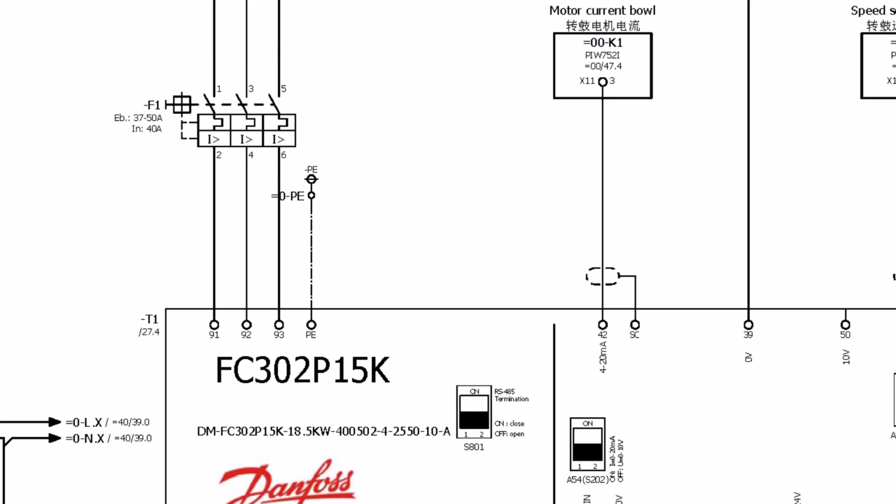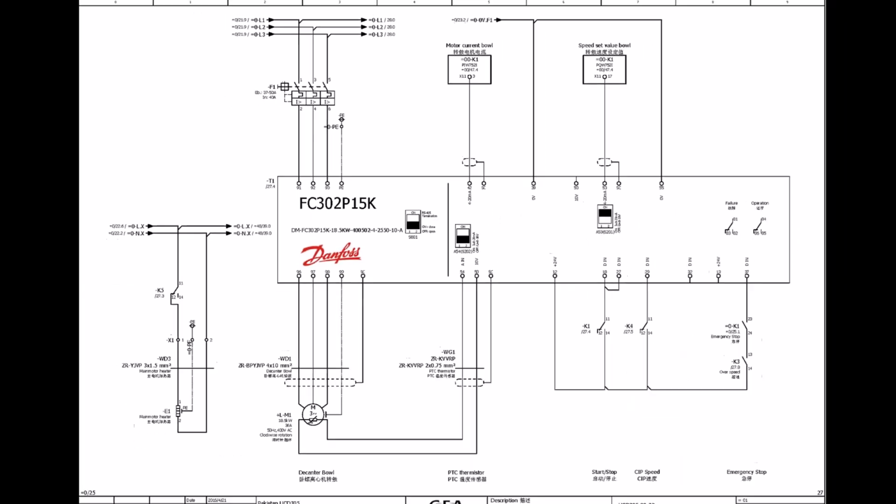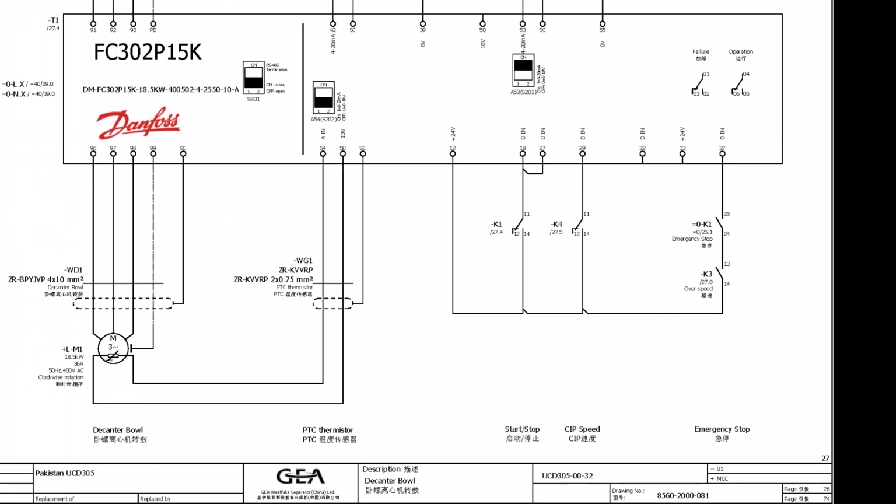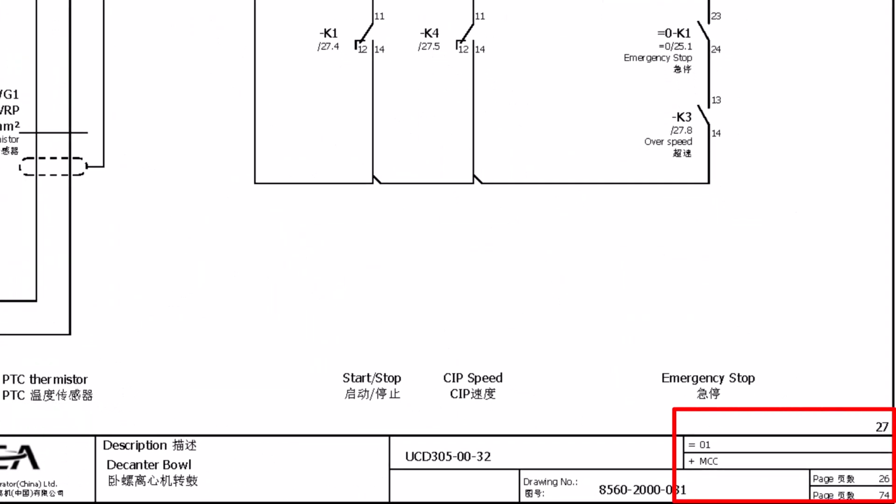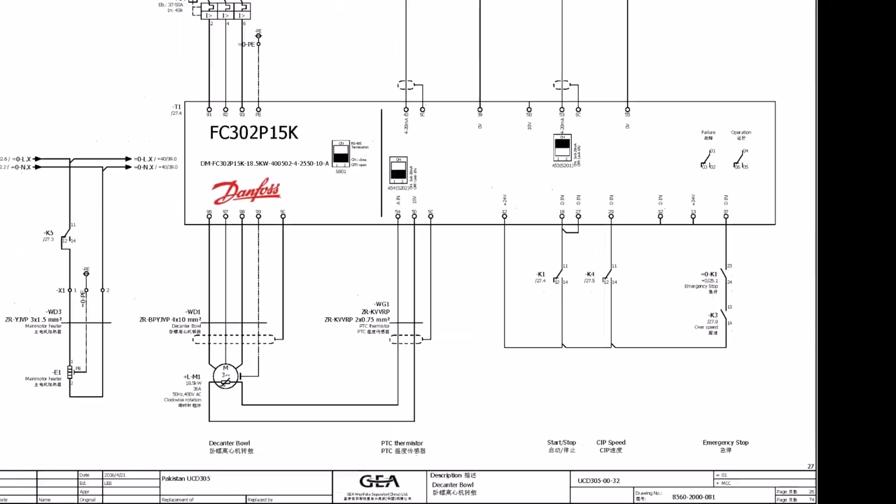From the title block, it's showing 01 plus MCC. And if I join it together, it will become 01 plus MCC-F1. Let's have a look in the panel picture for clarity, whether it's the same tag or different.